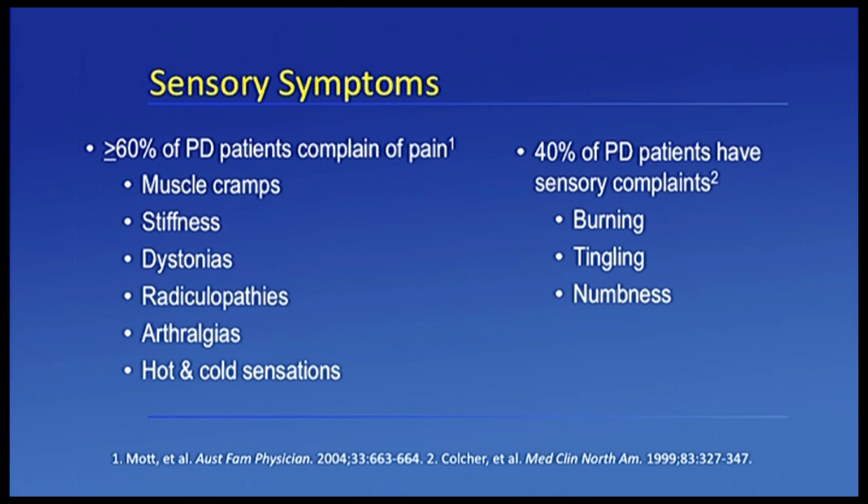The sensory symptoms in review, muscle cramps are very common. Stiffness, dystonia. Dystonia often occurs in off time when the patient is wearing off or has end-of-dose failure or a motor time where they're getting worse. Often occurs early in the morning. And we talked about burning, tingling, and numb sensations.